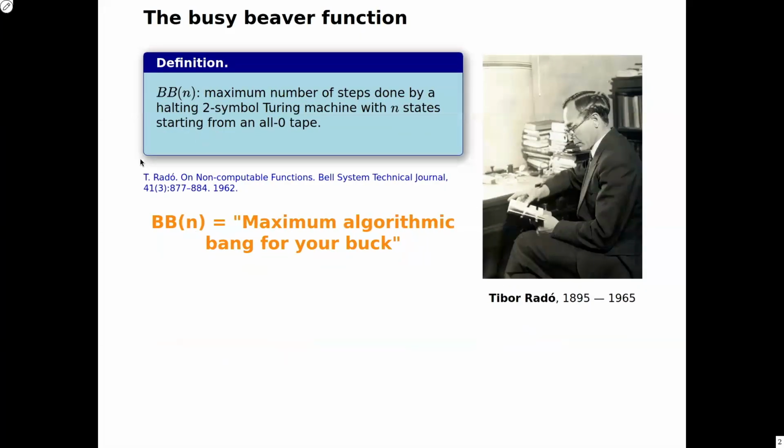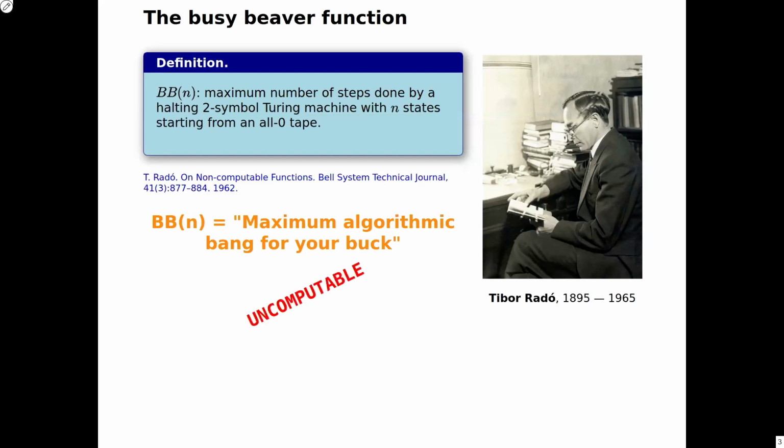The Busy Beaver function was introduced in 1962 by Tibor Rado, and the definition goes as follows. It's the maximum number of steps done by a halting two-symbol Turing machine with n states starting from all-0 tape. It's technical, but the essence of it is really natural. The way my PhD supervisor described it was, it's maximum algorithmic bang for your buck. If you have a budget of a number of states in the Turing machine, which could be the same as the number of characters in a Python program, you want to know what is the best program you can do on the metric of how long it's going to run before it halts.